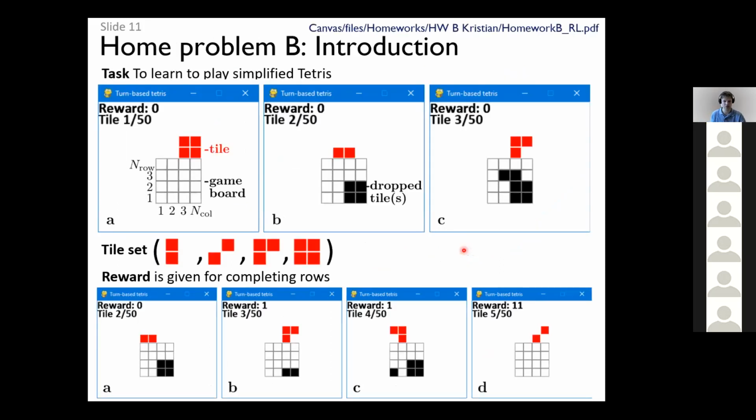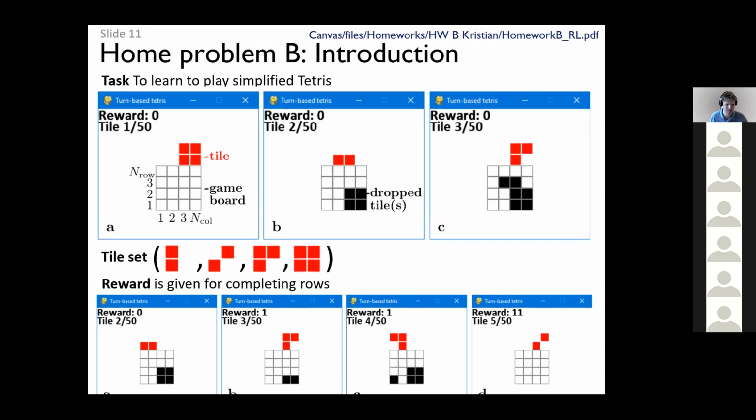So that was some introduction of different examples, and many of them are famous, so probably you have heard of several of them before. And what you will do is a home problem where you learn to play Tetris. So I will try to start a program so you can see what it should look like.